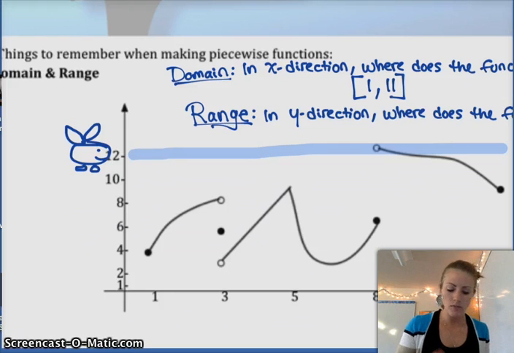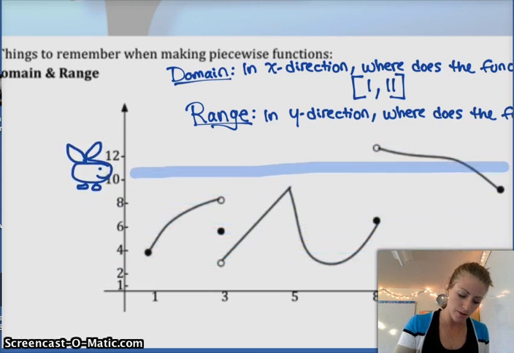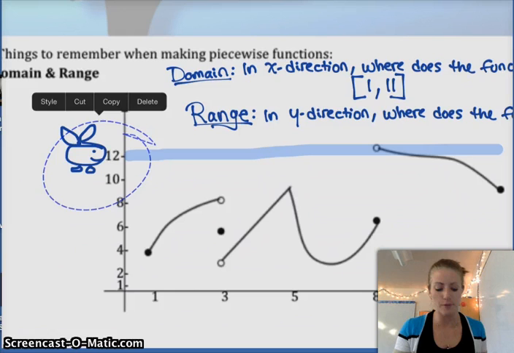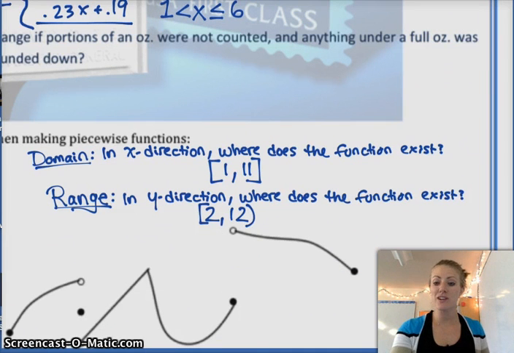So our range is literally from the bottom of my graph, which was down here at 2, all the way up to the top of my graph at 12. It doesn't include 12, because that's an open dot. Therefore, the range is from 2 to 12, not including 12, which means an open parenthesis. And I believe that is all, friends.